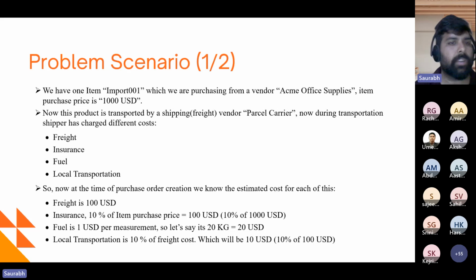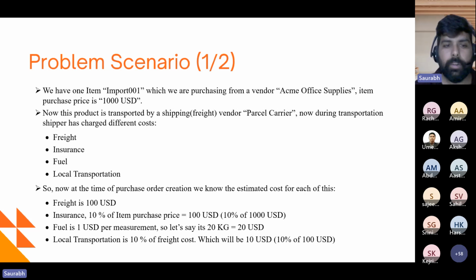And the base price of that product is, let's say, $1,000. Okay. Now, when this product is transported by a shipping carrier, right? Let's say a parcel carrier, which we have as a vendor in my system, right? It is going to have multiple costs associated with that. And let's say we want to have the freight, insurance, fuel, and the local transportation cost. These are the estimated costs for us. Okay, so I'm going to have the base cost $1,000 plus these four additional costs.